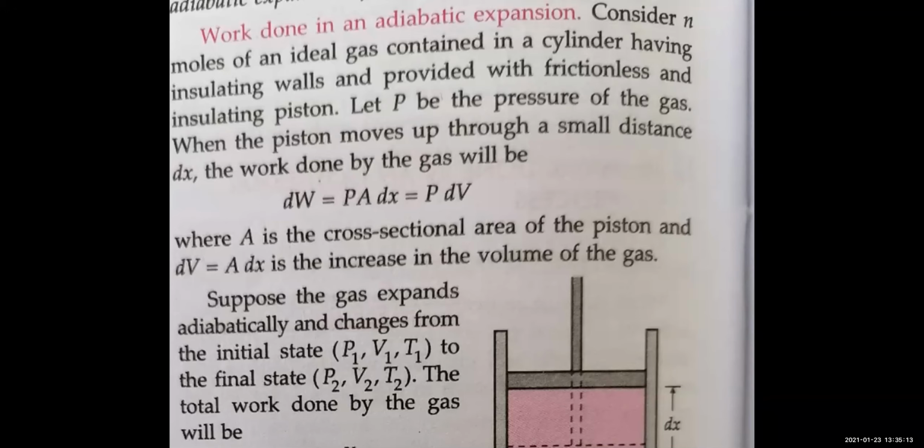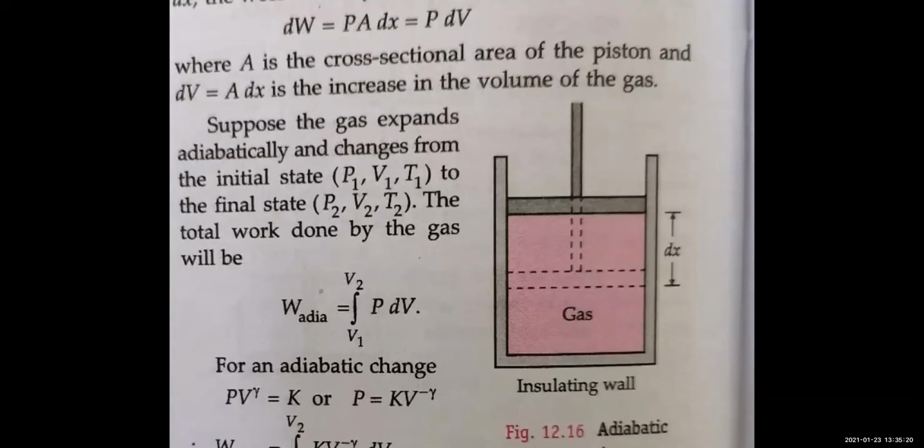So n moles of gas is present in a system, in a cylinder over here. This is a cylinder in which there is n moles of ideal gas. Its walls are insulating walls and we have been provided with a frictionless piston, and this piston is able to move easily up and down. Let the pressure of the gas be P. P is the pressure of the gas.